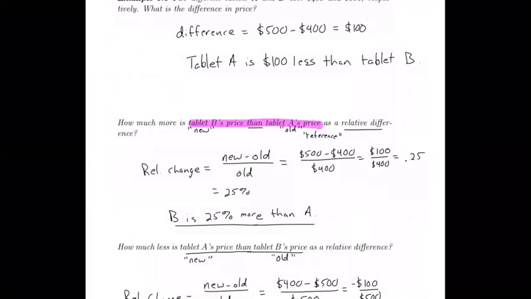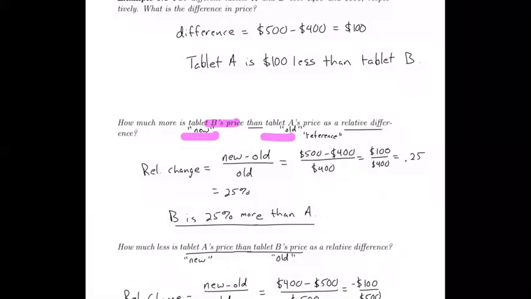Relatively, as a relative difference, how much more is tablet B's price than tablet A's price? So the question is this: the relative change we know is new minus old over old. So let me ask, which of these is the new value and which one is the old value? We look at the language of this. It's saying, how much more is tablet B than tablet A? We're comparing tablet B's price to tablet A's price.